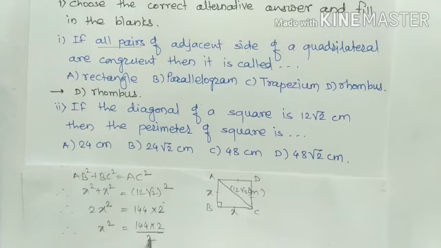The 2 on this side changes to divide. 2 and 2 cancel, we simplify it. Here x square equals 144. Therefore x equals 12 centimeter.